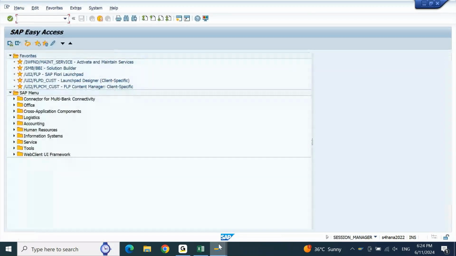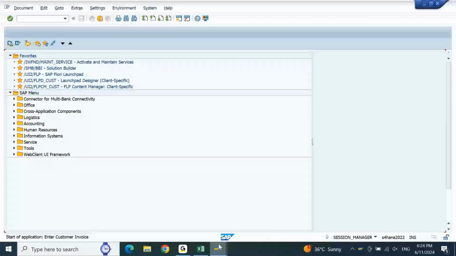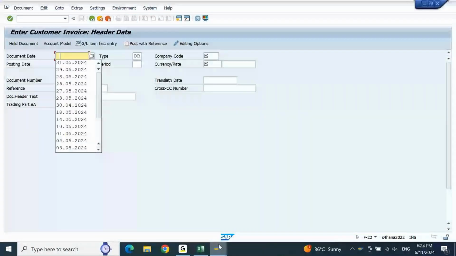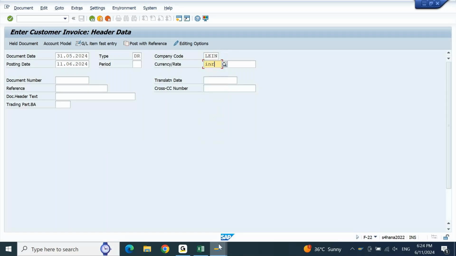So I'm talking about customer invoice. Let me go to F-22. In F-22, I'll put any one company code and so on. For debit, I'll take LEIN, INR.